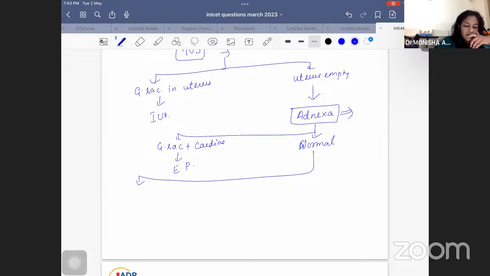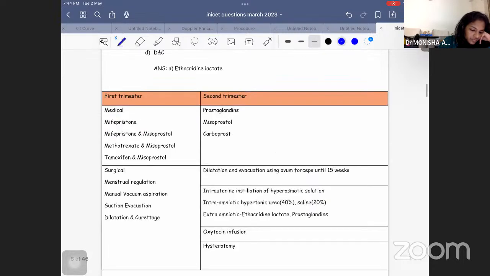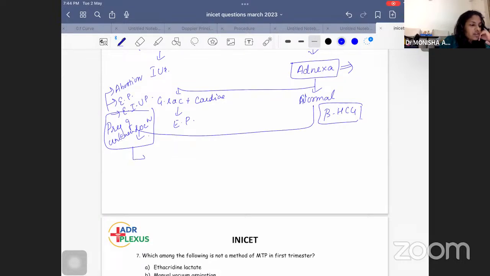Here comes the beta HCG. How does beta HCG help us? It comes under the diagnosis for pregnancy of unknown location. When I say pregnancy of unknown location, it means it can be either abortion or early pregnancy loss, or it can be ectopic pregnancy, or it can be an early intrauterine pregnancy. So accordingly, we will go. When I say pregnancy of unknown location, you're doing a beta HCG. What happens to beta HCG in pregnancy of unknown location?